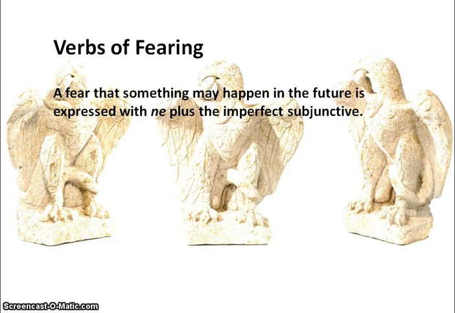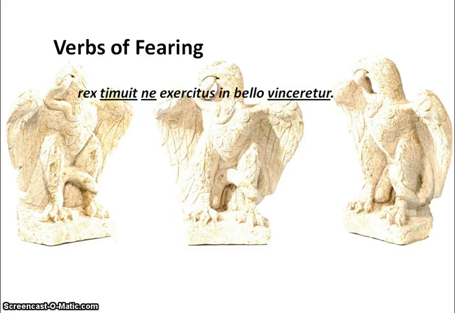Now, a fear that something may happen in the future, and it is always talking about a fear for the future, is expressed by ne. Now, we've met ne before as the negative of a purpose clause or an indirect command, but here it's going to express a positive fear, a fear that something will happen. You know, the Romans were afraid that the sky would fall on their head, and it's followed, ne, by the imperfect subjunctive. So we've got an example here, rex timuit ne exercitus in bello vinceretur.